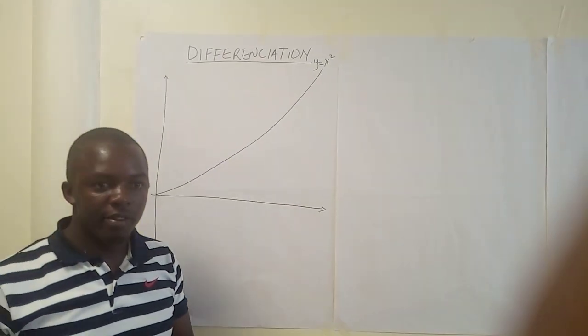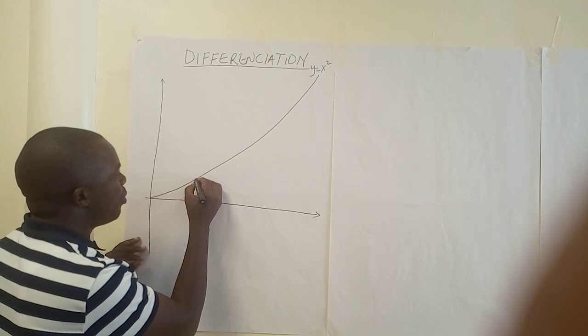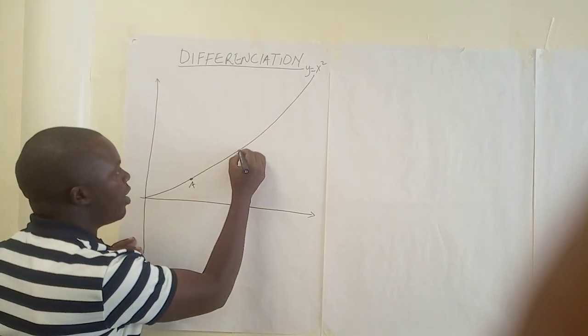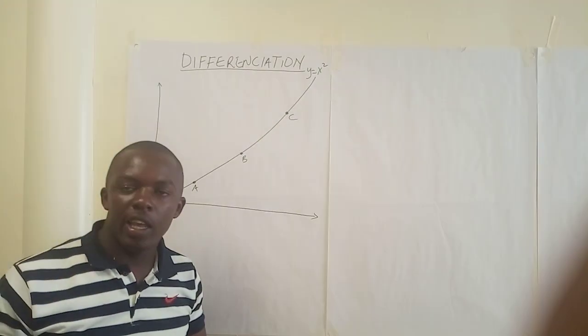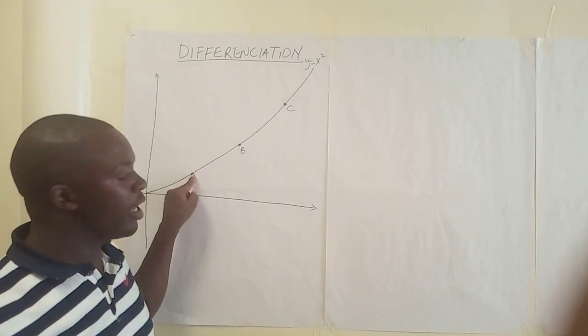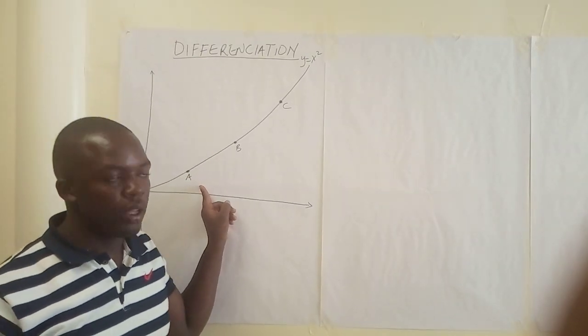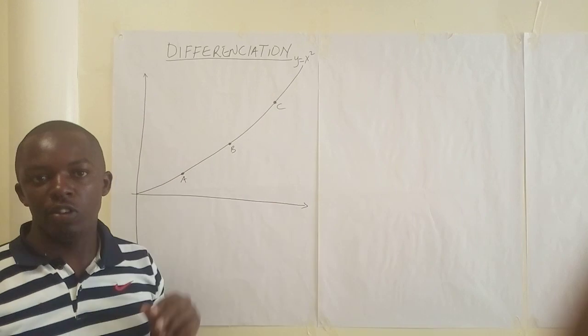If I may ask, I have so many points on this curve. So I can have this point A, I have this point B, I have this point C. So I can ask you a question before we move on. How do we get the gradient at this point A? Or how do we get the gradient at this point B or at the point C?